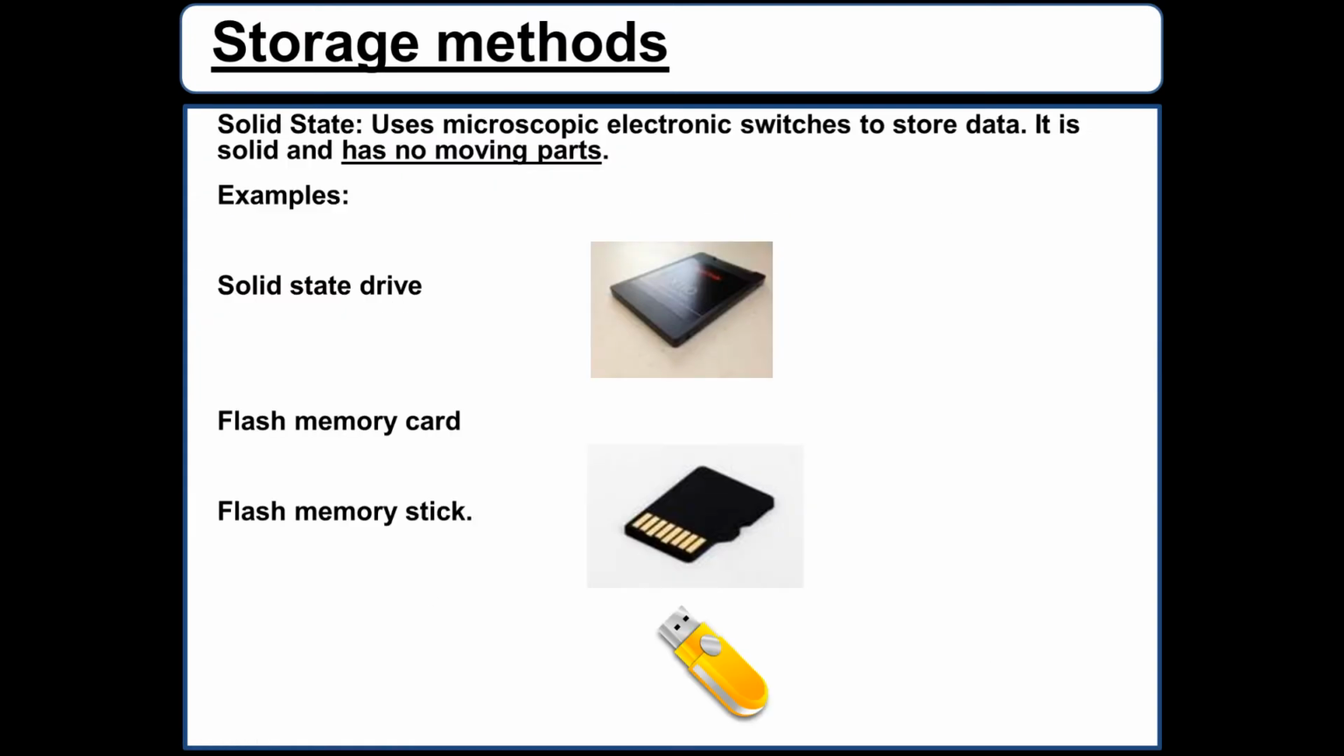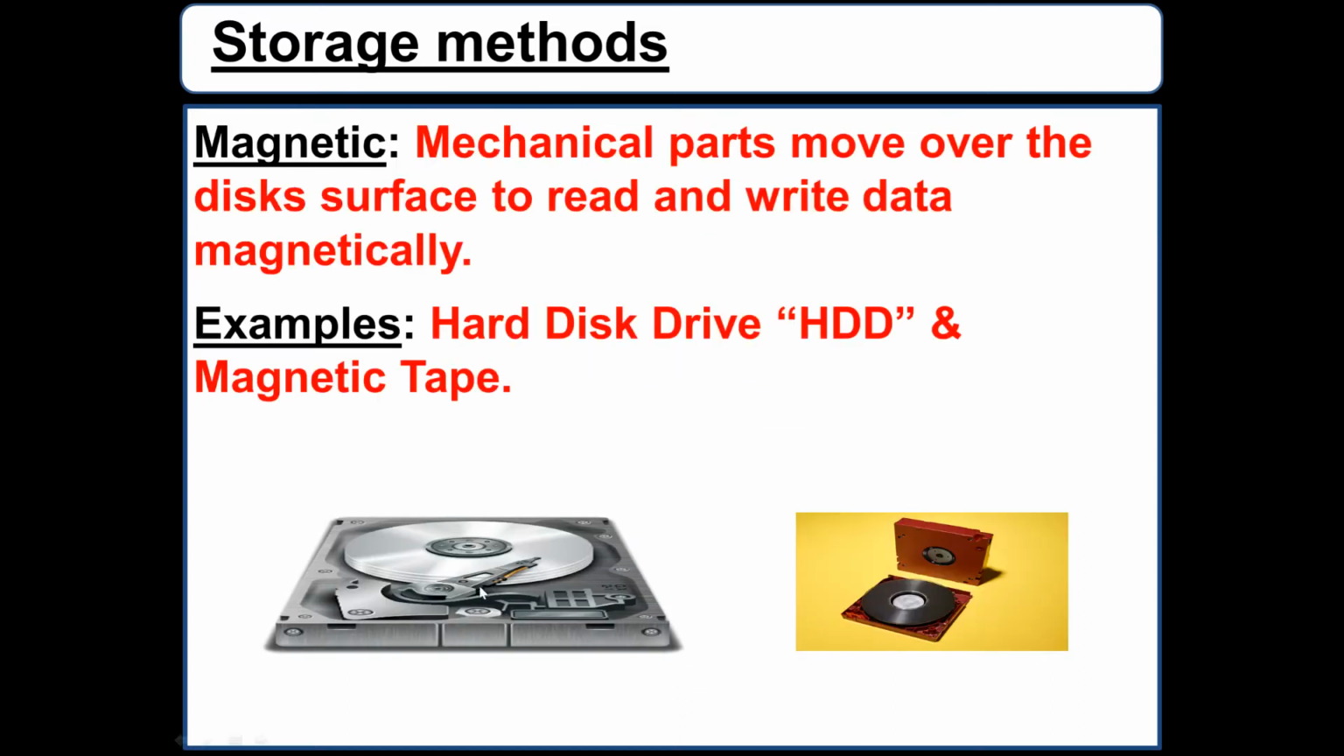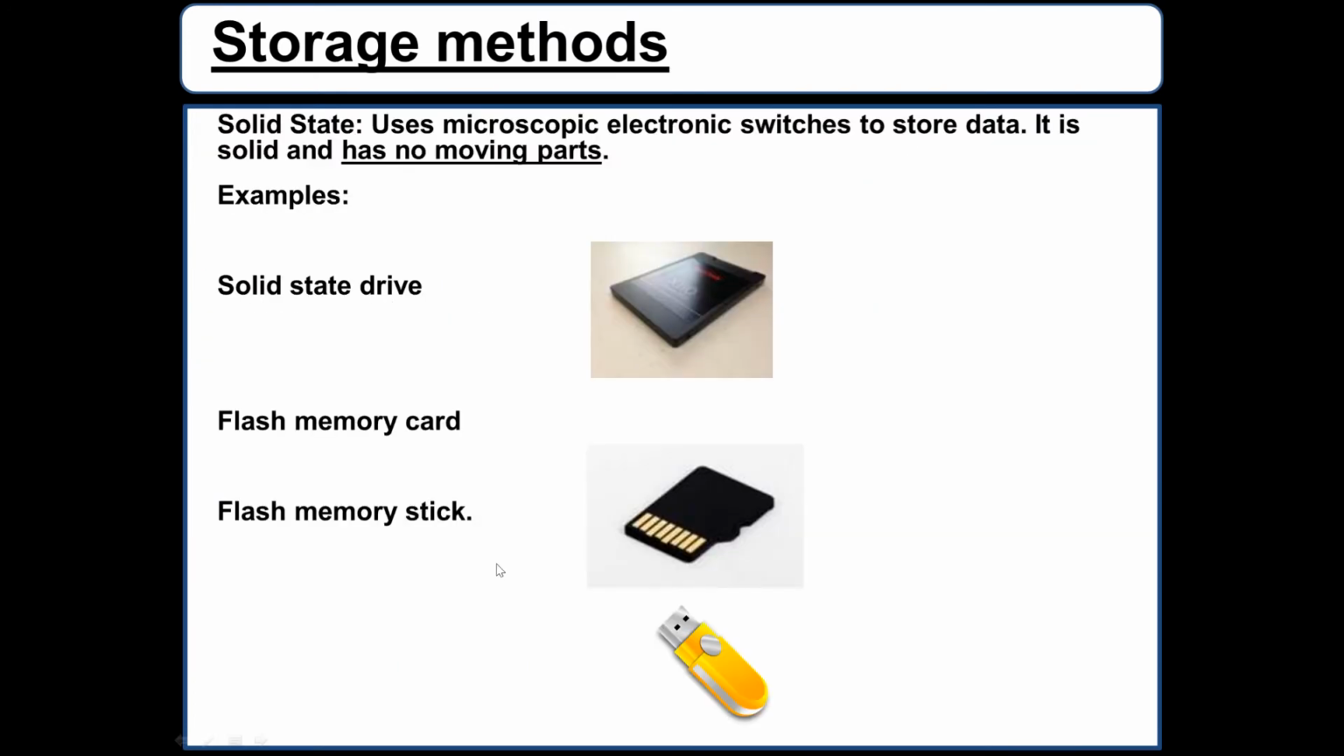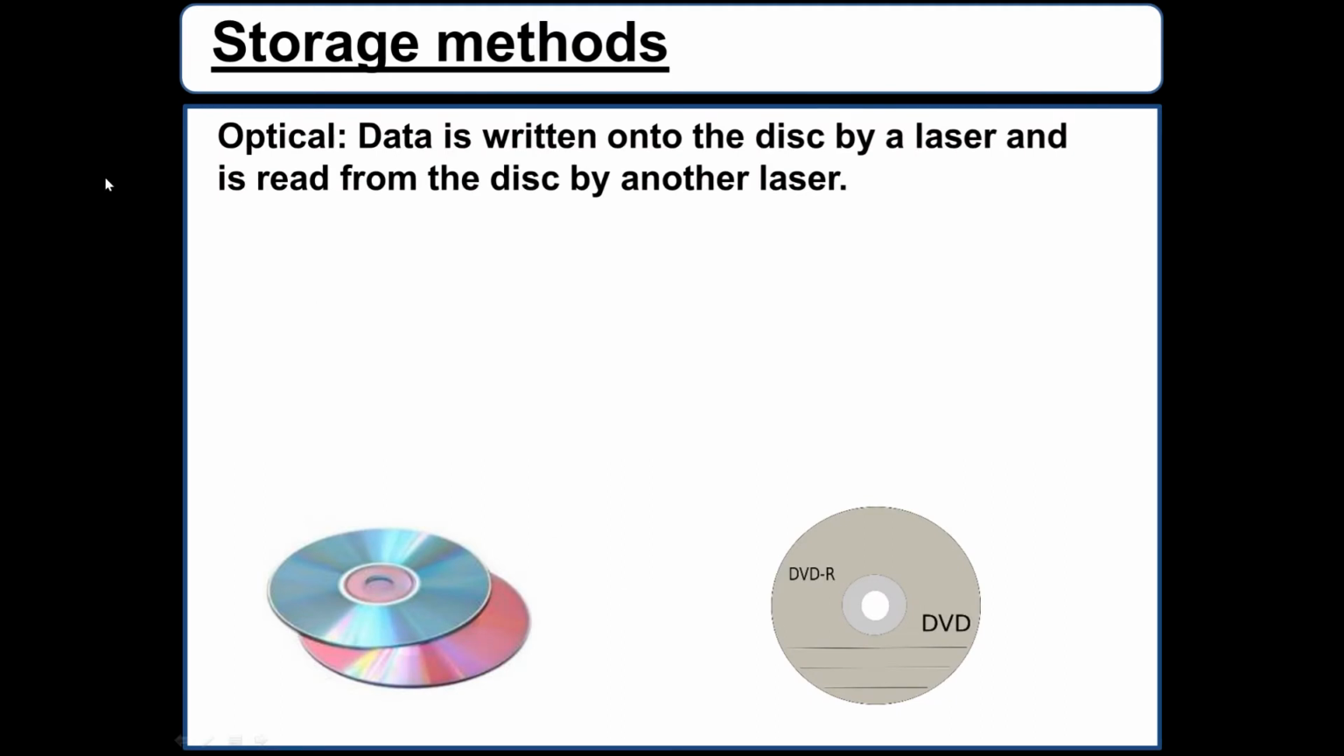Solid state uses microscopic electronic switches that store data. It is called solid because it has no moving parts, so it's in a solid state, while hard disk drive does move around using that little hand. So examples of solid state, we've got solid state drive, flash memory card, and flash memory stick at the bottom. Optical, so we got DVDs, Blu-rays, and CDs, and that's when data is written onto the disk by a laser and is read from the disk by another laser.